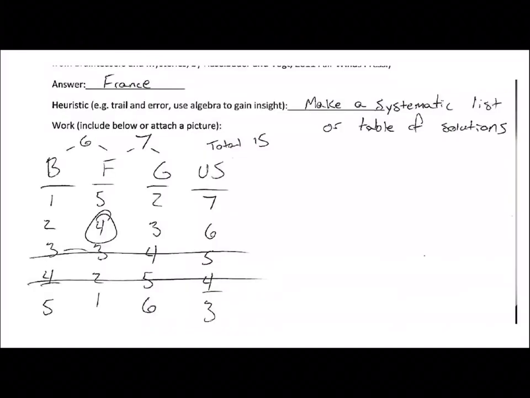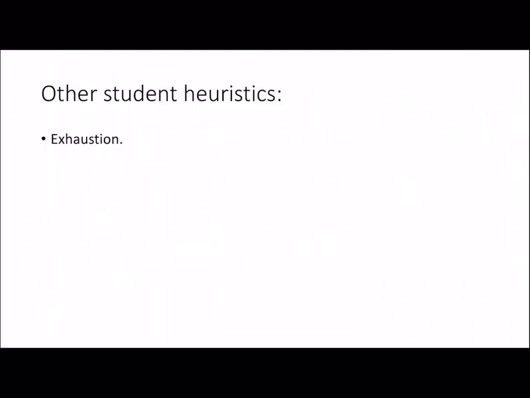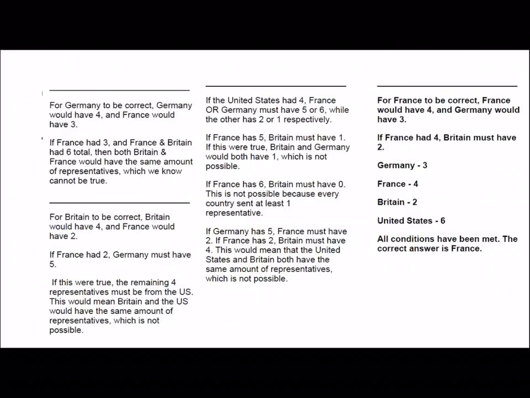I really like what this student did where they had the B, the F, and then those two together being 6 above that. That's really nice. And then the total 15, so it's kind of got some of those list pieces there while they were making their table. Exhaustion's what I did. I had a couple students do exhaustion where they went through all the possibilities to see that France was the only one that worked.